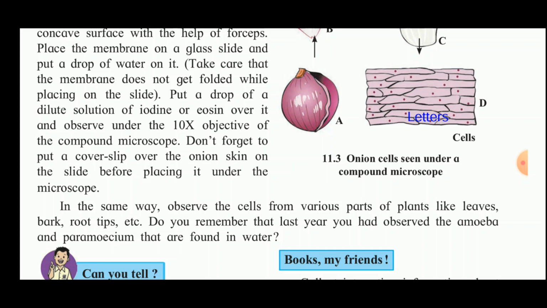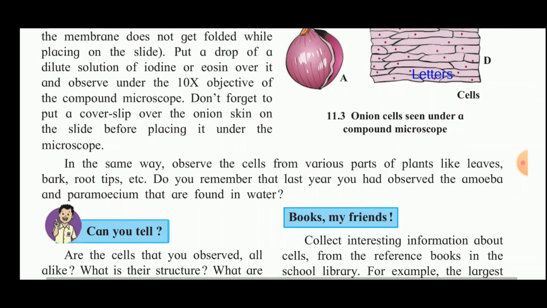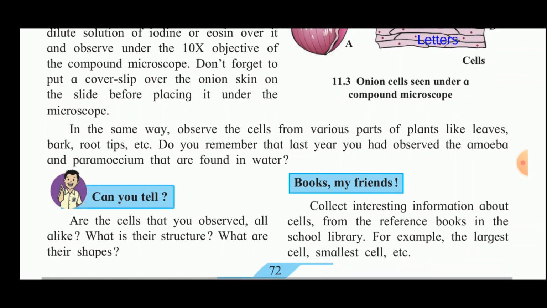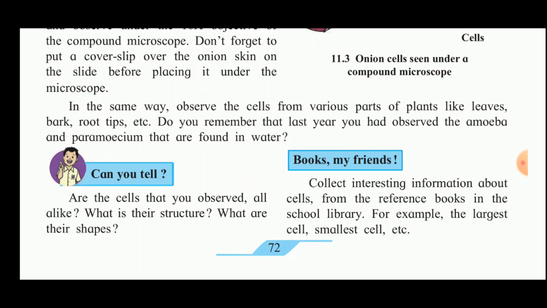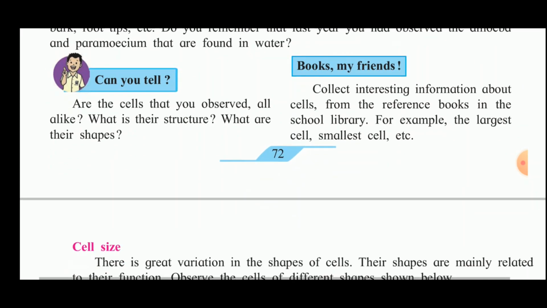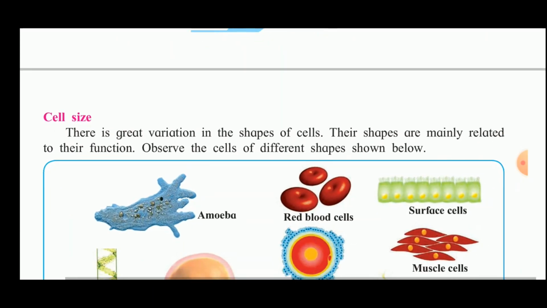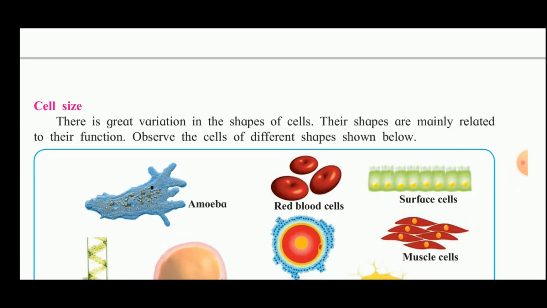In the same way, observe the cells from the various parts of the plants like leaves, bark, root tips, etc. So what we see is that you can observe the different cells, and after observing it is seen that all the cells are not the same. Their structures are also different, their shapes are also different. So thus we see that there is a great variation in the shapes of the cells. Their shapes are mainly related to their function.